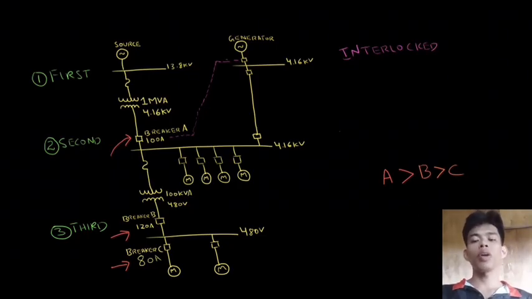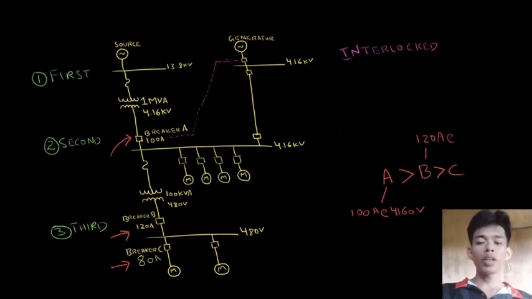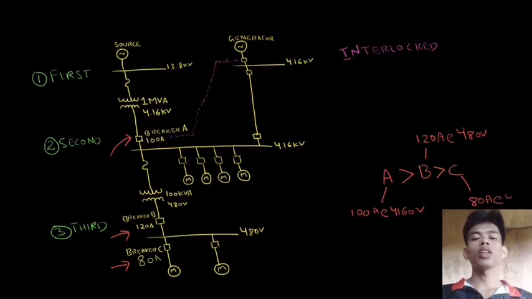And if we consider breaker A, which has a rating of 100 amps at 4.16 kilovolts, then breaker B should typically be sized smaller. Again, breaker B is rated for 120 amps at 480 volts. If we compare both breaker ratings at a common voltage, the difference is much greater.